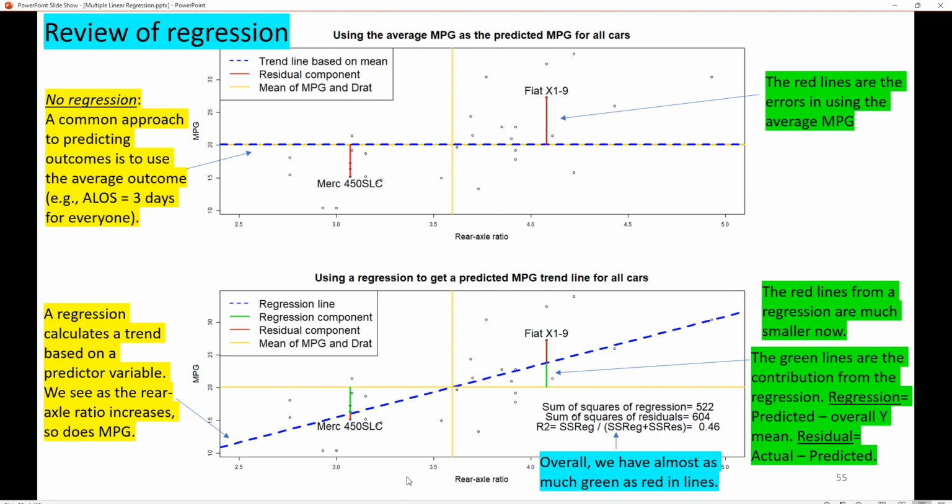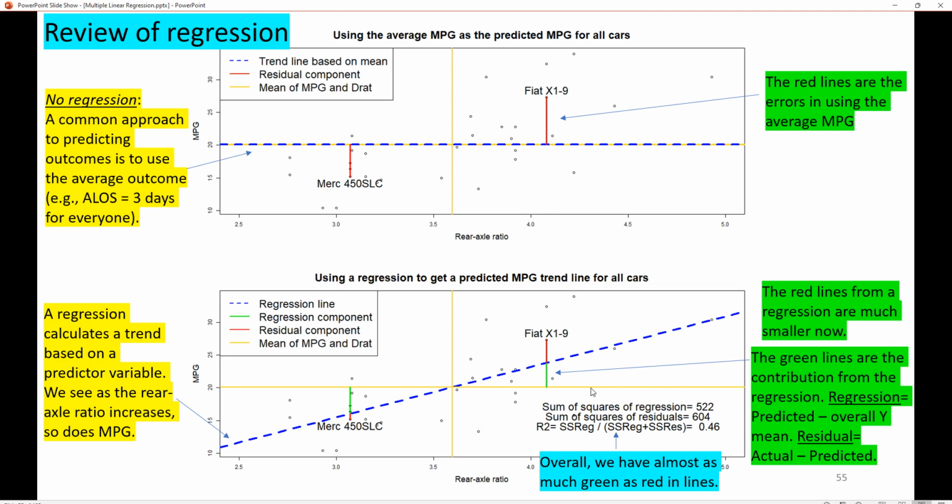And so from that pattern, we develop a trend through our regression, and we see that in that blue dashed line. And by following that pattern, we get a predicted score where that blue dashed line falls underneath the Fiat X1 score, as well as the Mercury 450 score. So that would mean that by using a regression line, our guesses are smaller. The errors in our guesses are now smaller than they were by the traditional approach of just assigning that to everybody.